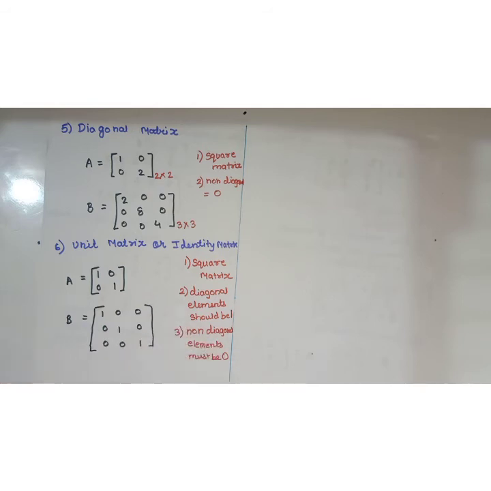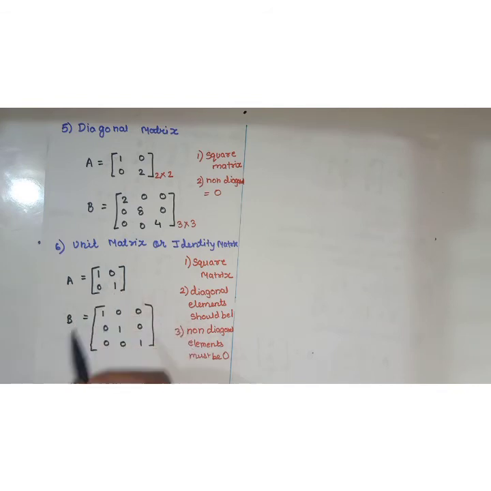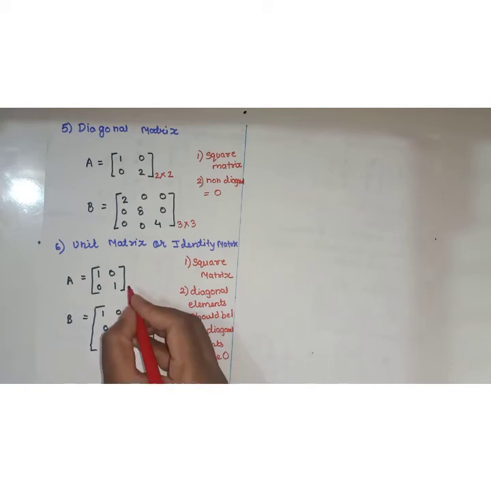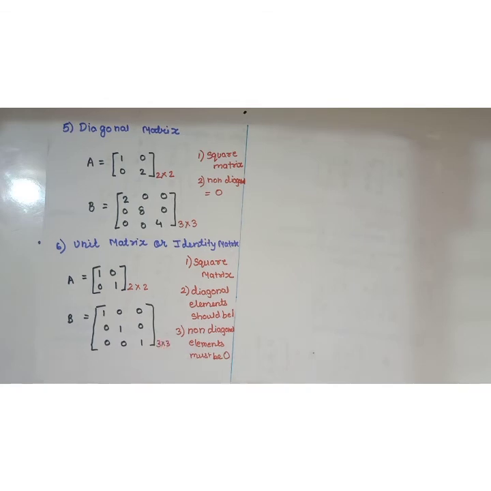Very first, we will write down the order of these two matrices. How many rows? The number of rows is 2. The number of columns is also 2. So the order of this matrix is 2 by 2, and the order of this matrix is what? 3 by 3.